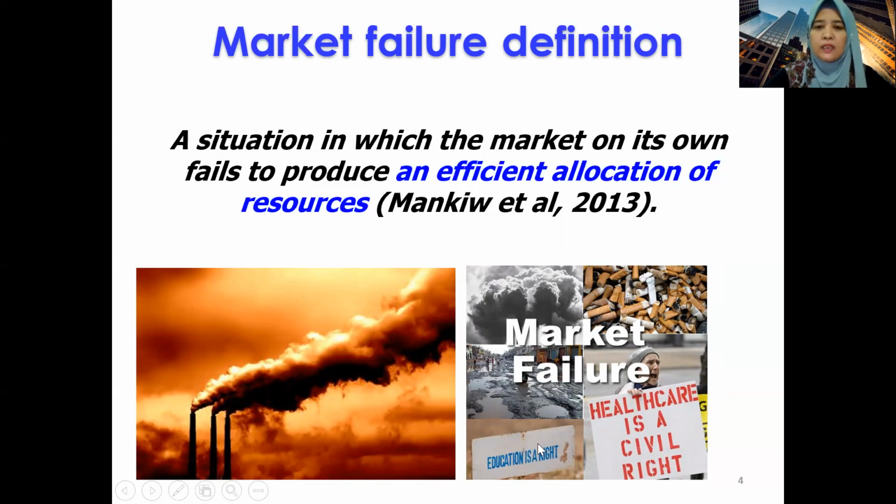Pollution again. Urban decay. Healthcare is more of a public good, right? But if it is not paid for, if it is not provided, it can have a negative externality, because it can affect the whole population.